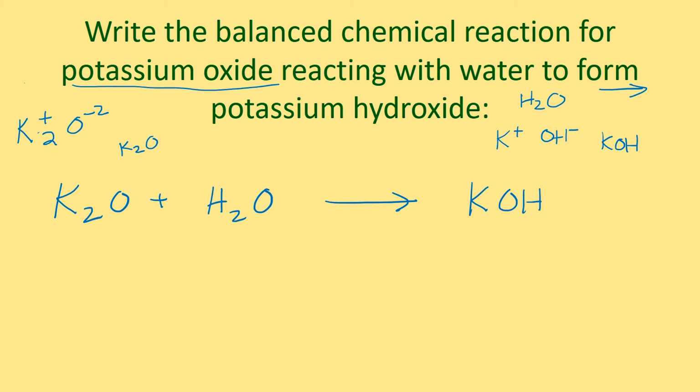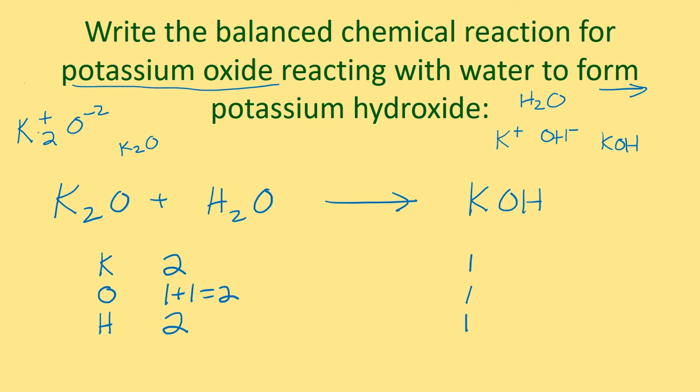Let's go ahead and count what we have. We have 3 elements in here: potassium, oxygen, and hydrogen. When I go through, I see that there are 2 potassiums in K2O, so that's 2 starting off on the left side. There are 2 oxygens, 1 in K2O and 1 in water, for a total of 2 oxygens. And I have 2 hydrogens in H2O. Over on the product side, I have 1 potassium, 1 oxygen, 1 hydrogen.